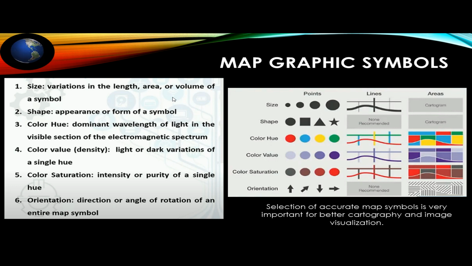So it has some symbols. When we speak about map graphics, we should know about six things: size, shape, color, value, saturation, and orientation. Size is the variation in length, area, and volume of the symbol. This is taken from the lecture of the sir only. So what is the size of a point?